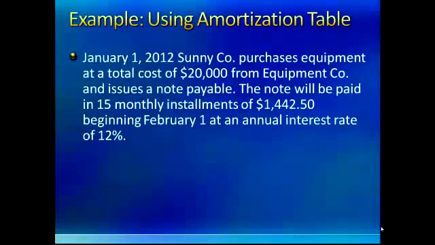So an example of how you'd use the amortization table is, let's assume that on January 1st, 2012, Sunny Company purchases equipment at a total cost of $20,000 from Equipment Company. So they went out and bought $20,000 worth of equipment, but the way they financed this was by issuing a note payable. So they didn't pay any cash out of pocket, they went out and borrowed the $20,000.